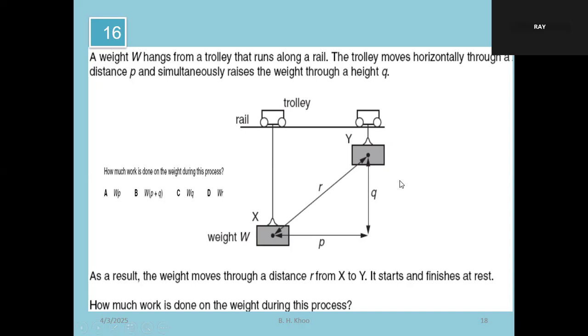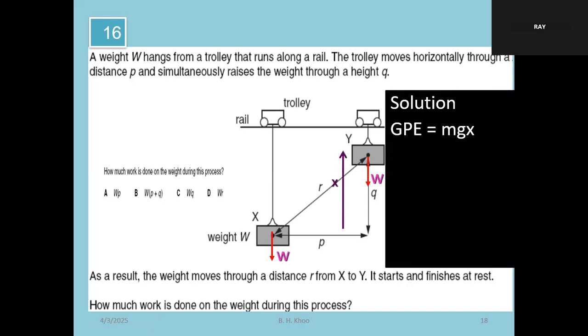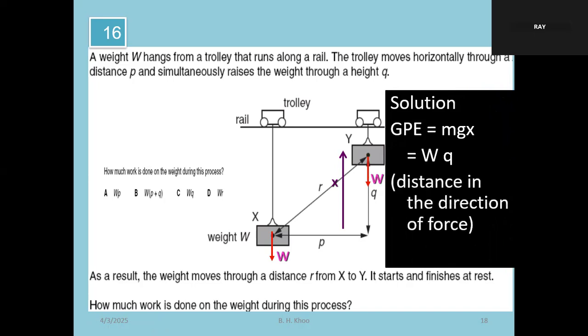Work is force times distance moved in the direction of the force. The force and the distance must be in the same direction. So that's the weight, that's the force, and that's your distance x. Right? Gain in potential energy equals mgx, equals work done. The answer is 0. Okay. Force and distance must be in the same direction. All right.